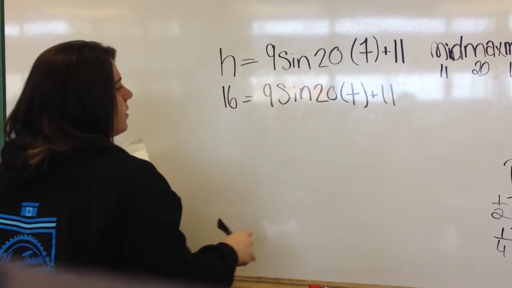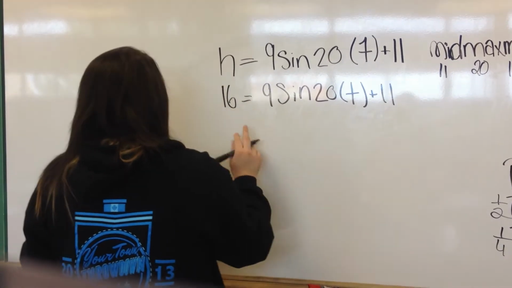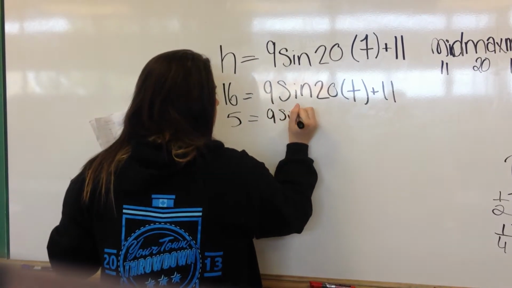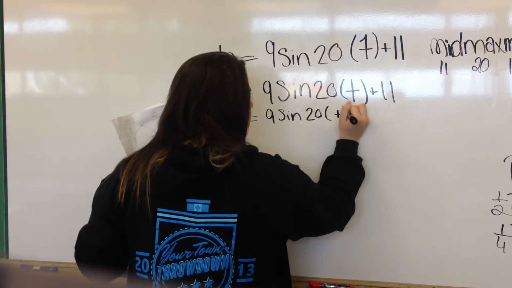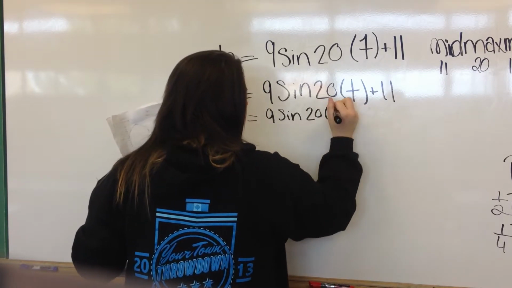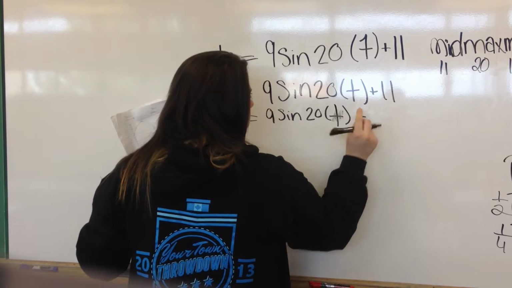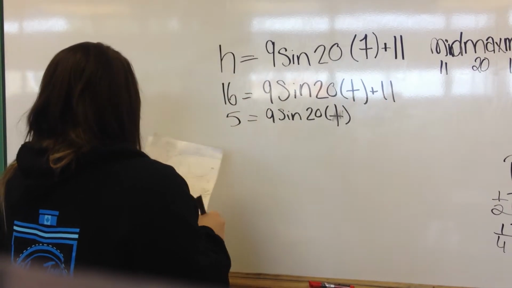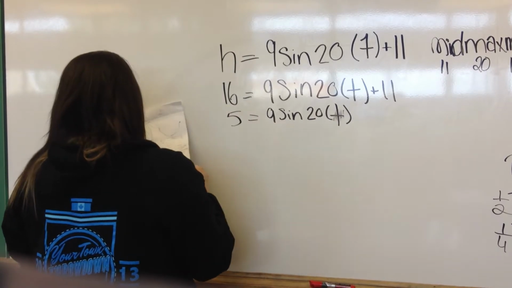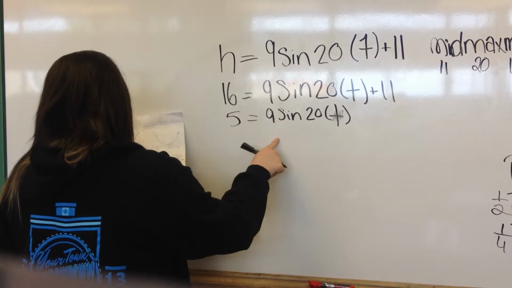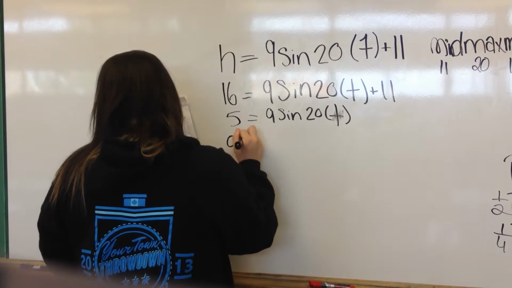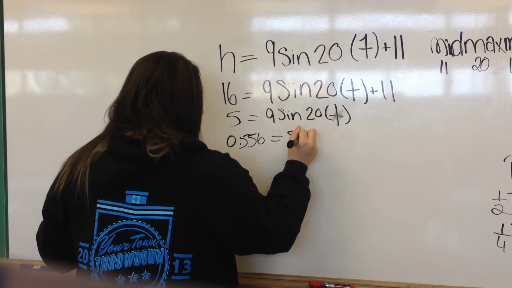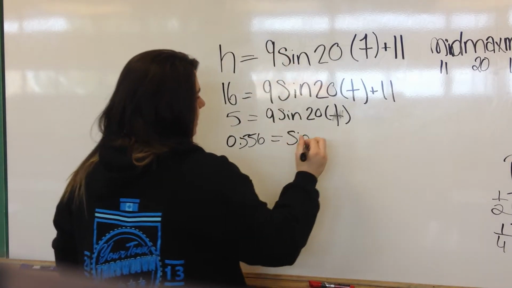Now, the first thing we're going to do is move our 11 over here. So we have 5 equals 9 sine 20t. So the next thing we're going to do is get rid of that 9. We're going to divide 5 by 9, which gives us 0.556. We're slowly stripping stuff away from this.